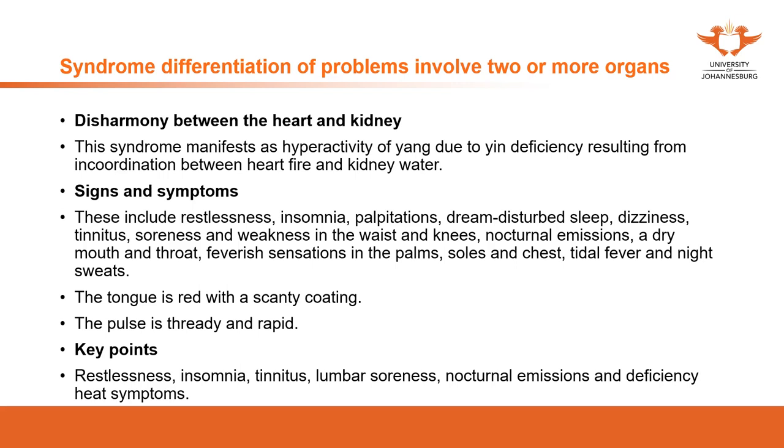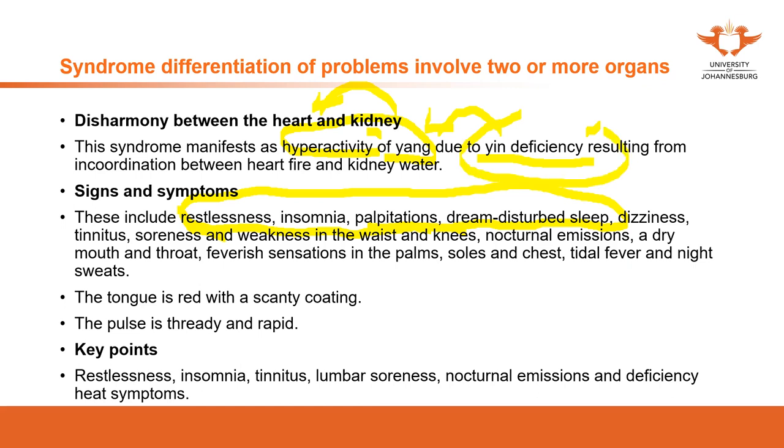The disharmony between the heart and kidney manifests as hyperactive yang. This yang is due to kidney insufficiency. The kidney insufficiency will result in deficiency heat, which is yang, and the deficiency heat will affect the heart. So in this situation, the patient may present with restlessness, insomnia, palpitation, dream-disturbed sleeping, something related to the heart, especially from heart heat. Because of the kidney insufficiency, the patient also will have insufficiency symptoms: feverish sensation, tidal fever, night sweats.